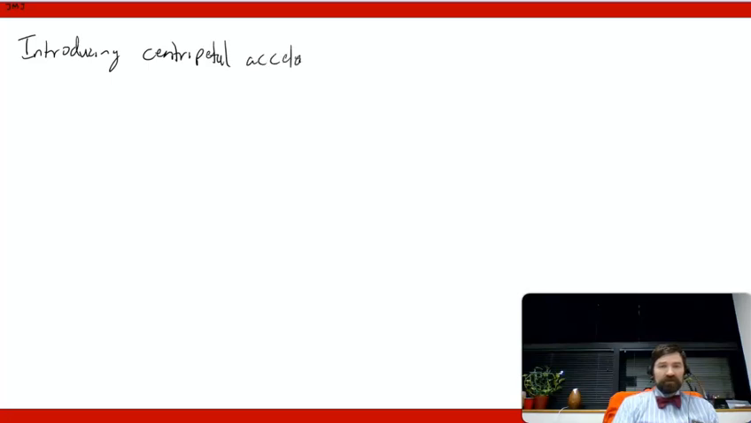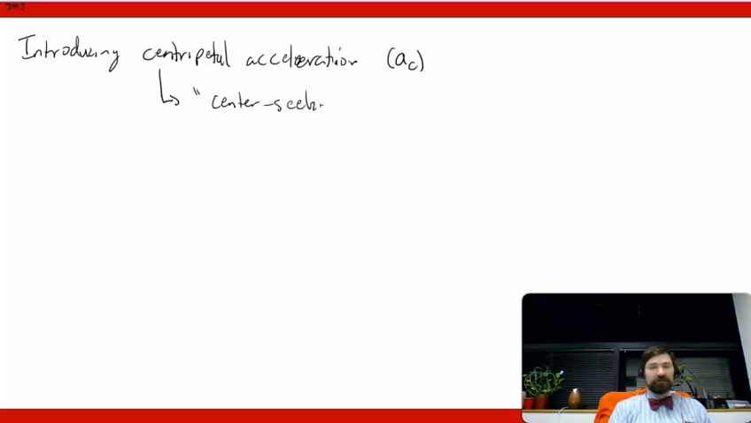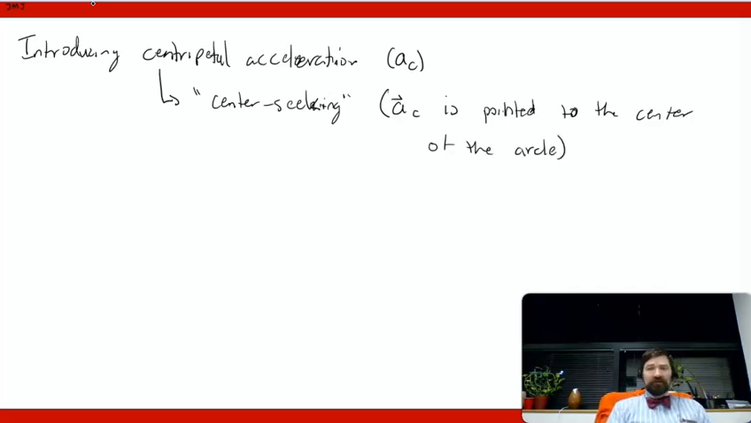Centripetal acceleration we will represent with an A sub c. So it's an acceleration A with a subscript of c for centripetal. This means it is center seeking. So the object has an acceleration that is pointed towards the center. In other words, A sub c is pointed or directed to the center of the circle. And this center-seeking acceleration is what causes the object to basically remain on the circle.